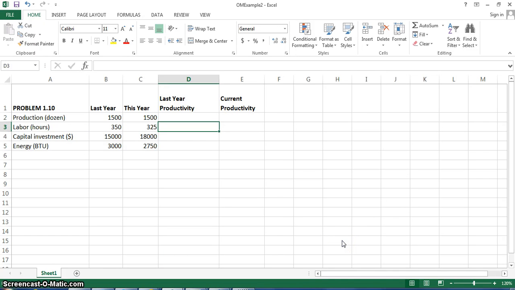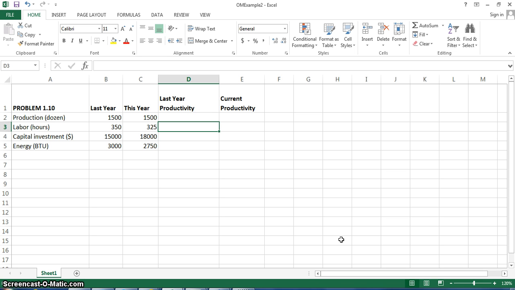This video will demonstrate calculation of changes in productivity using the example of problem 110 in the textbook. In this problem, we have data on three inputs: labor, capital investment, and energy, as well as data on the outputs. And this data is for both last year and the current year. The manager has invested $3,000 in additional capital and wants to see how this has affected the productivity of the bakery, especially in terms of energy.